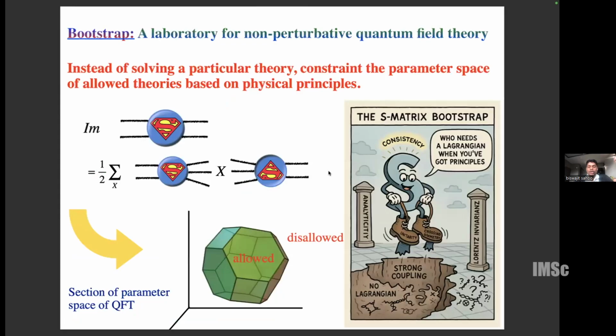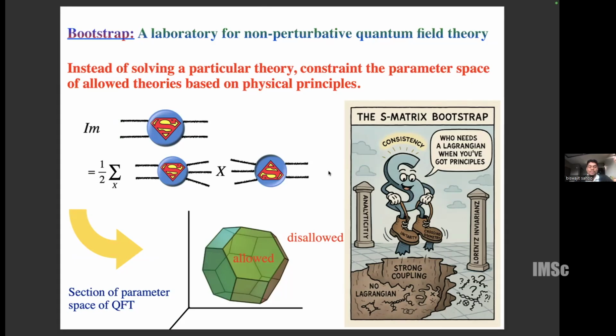And the tool I will use to explore this question is basically the S matrix bootstrap, and sometimes it is also combined with some spectral density and form factor bootstrap. But the idea of bootstrap is that instead of solving a particular theory, we will constrain the parameter space of all allowed theories based on physical principles. And you don't need to rely on any existence of a Lagrangian in this case. You only need to have the consistency between some analyticity, crossing, some high energy behaviors, unitarity, and other properties.